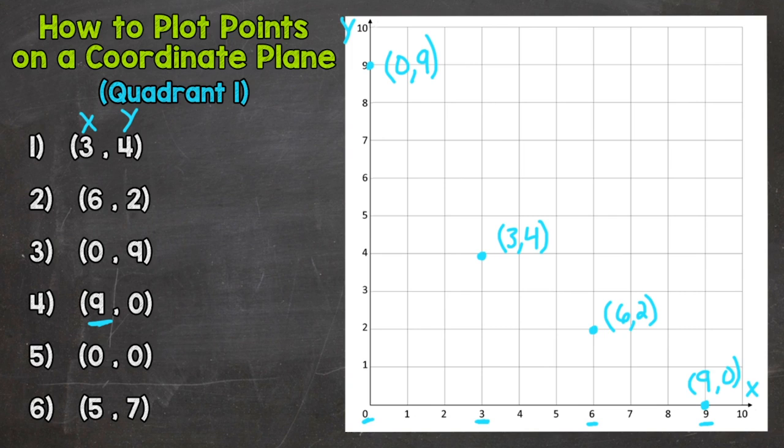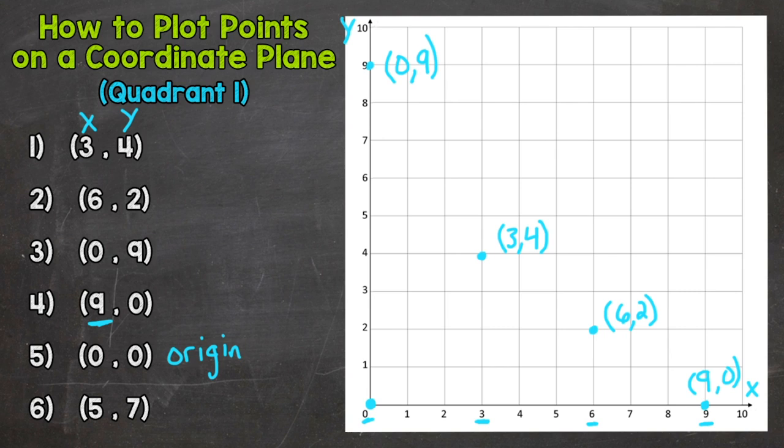Now number 5, we have 0, 0. So we don't move over at all, or up. So our point is going to be right here on 0, 0. And this is actually called the origin. That's where everything starts because on all the other ordered pairs, you start there, go over, and then up. So again, 0, 0 is the origin.